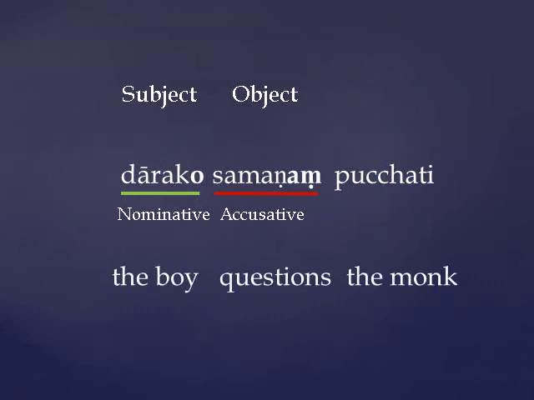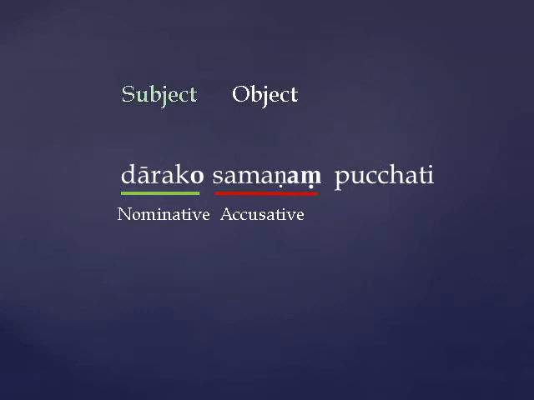Notice also the word order, the subject, the object, and the verb. That is very typical of a Pali sentence. Though, as we've seen, the words can be reversed without any change of meaning.